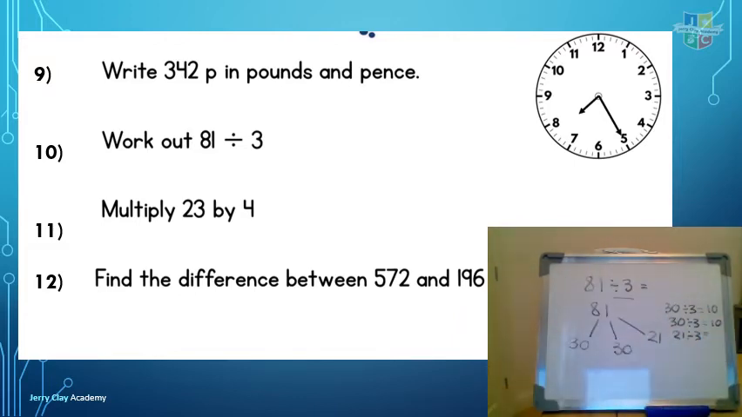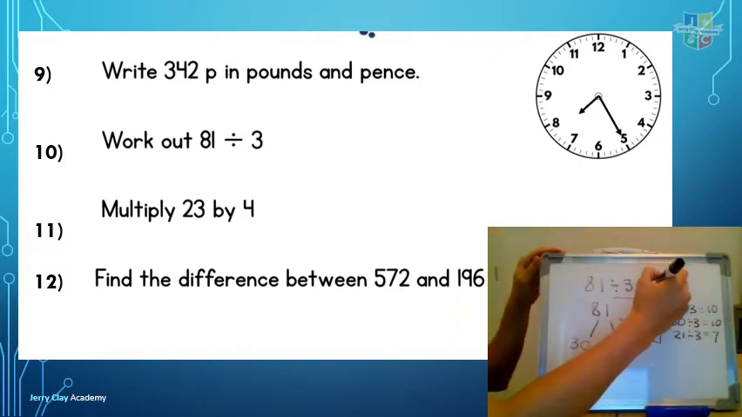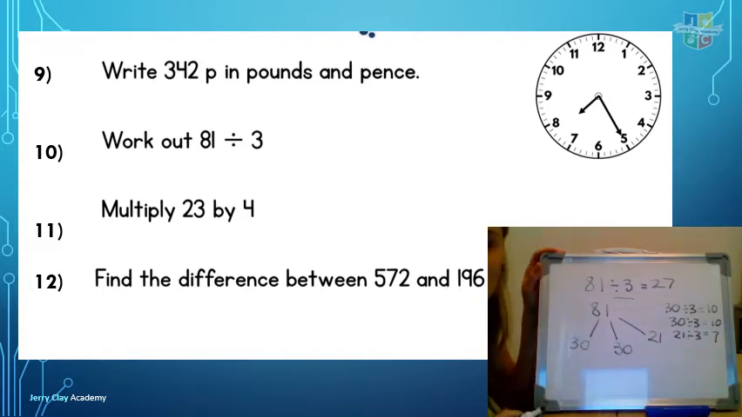How many 3's go into 21? Well, if we count it up, 3, 6, 9, 12, 15, 18, 21, it is 7. If I add all these numbers together, 10 and 10 is 20, add your 7 is 27. So well done if you got those correct.